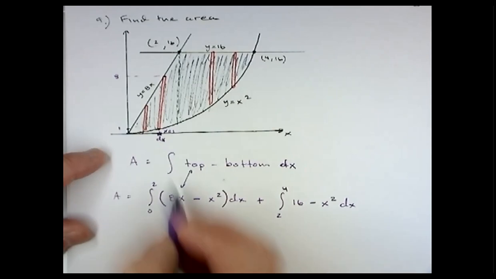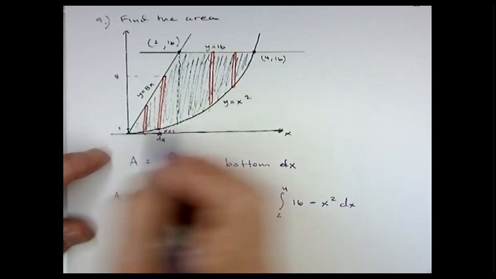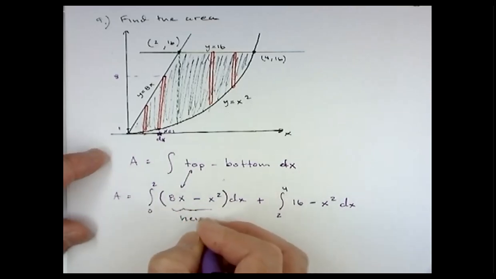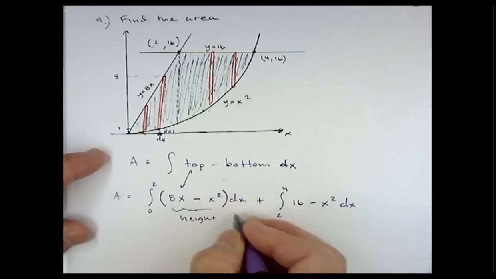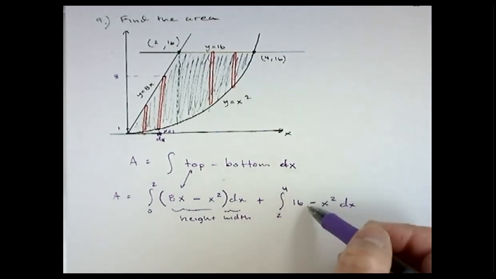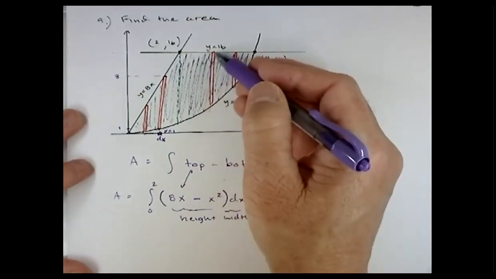And so for some random x value, the top is going to be 8x, the bottom is going to be x squared. That gives me the height. There, I'll write that down. This is the height. And again, the dx is kind of like your infinitely thin width. And so the top function transitions from 2 to 4 to being 16.